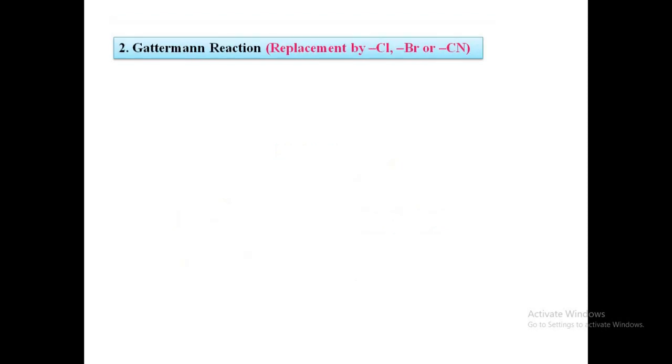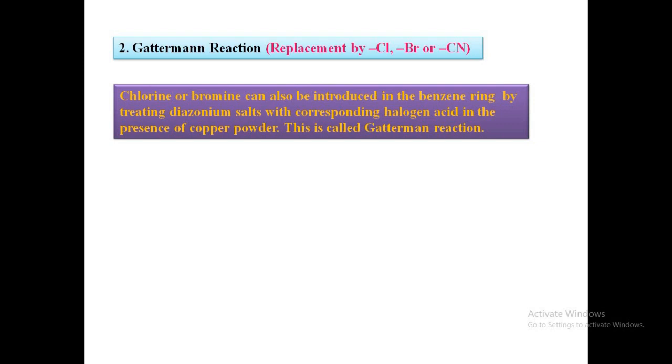Let's discuss the Gattermann reaction, in which replacement of the diazonium group occurs by chloro or bromo groups. Chlorine or bromine can also be introduced in the benzene ring by treating diazonium salts with the corresponding halogen acid in the presence of copper powder. This reaction is called the Gattermann reaction.